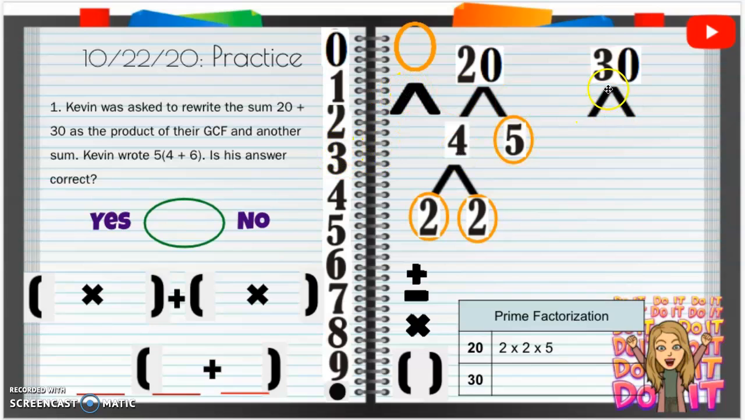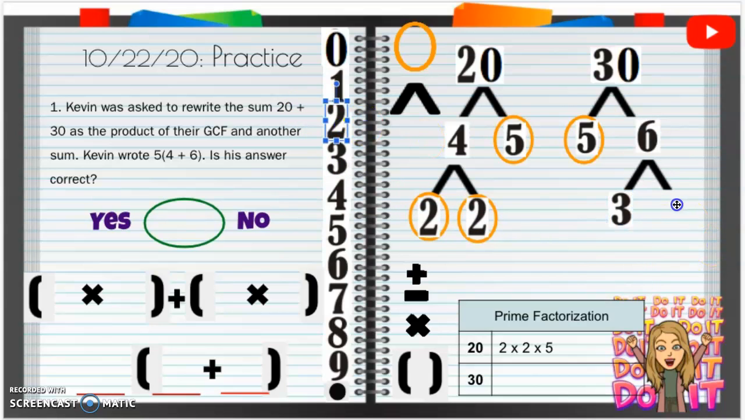So we can break down 30 into, what about 6 times 5? You can do 3 times 10 too, that's fine too. Let's do 5 times 6. Again, that 5 is a prime number, so I am going to circle it. And now 6, we can break it down. We can factor that 6. What times what equals 6? Well, I know that 3 times 2 equals 6.